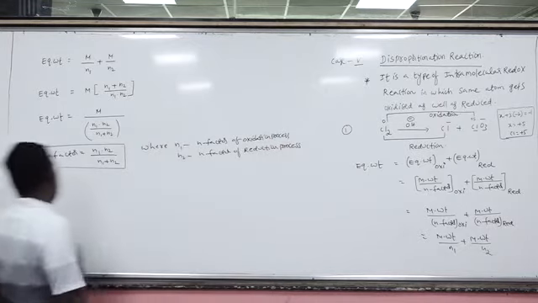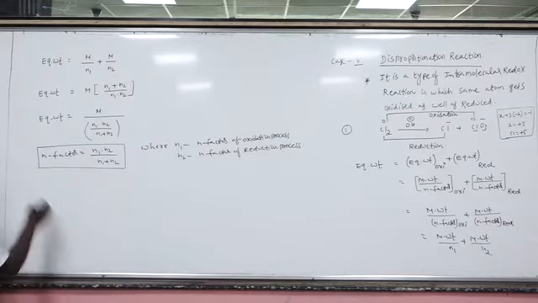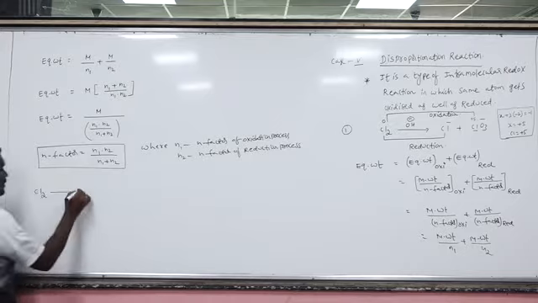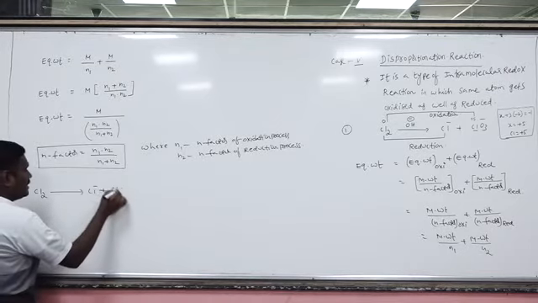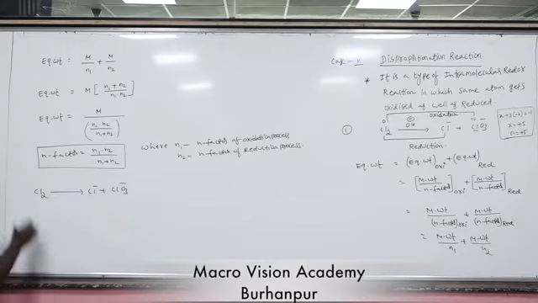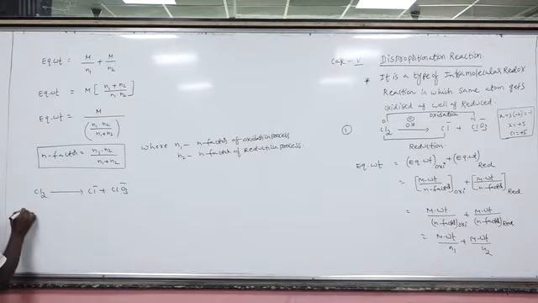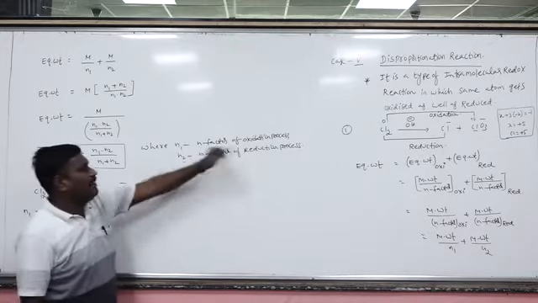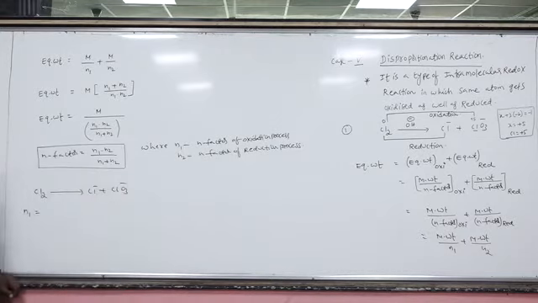Okay. Now, same example I am repeating here. Cl2, Cl minus, ClO3 minus. Now here I am calculating N1. What is the N1? N factor of oxidation process. What is the oxidation process here?